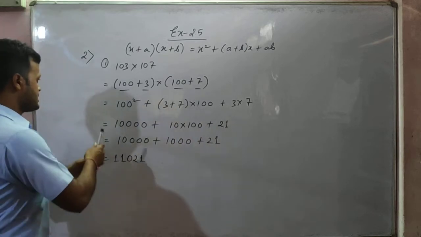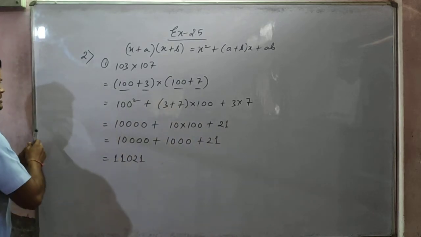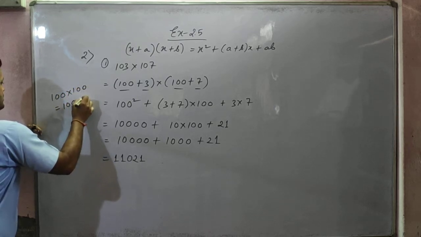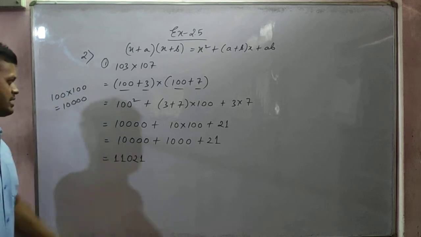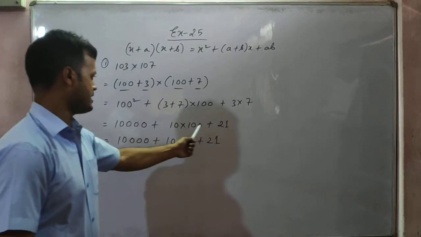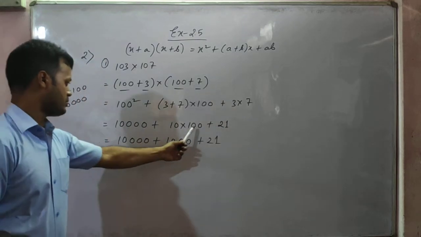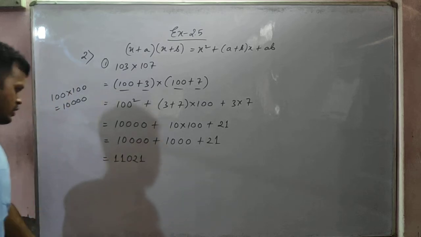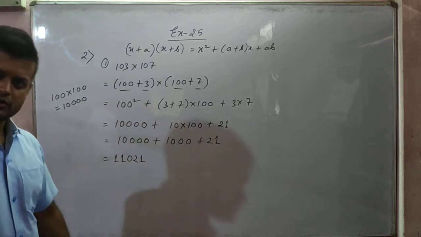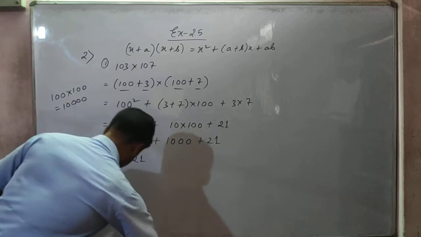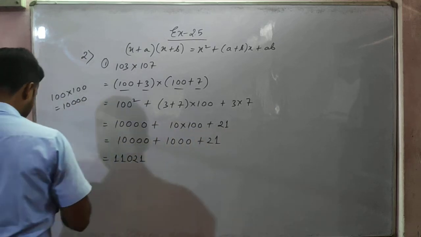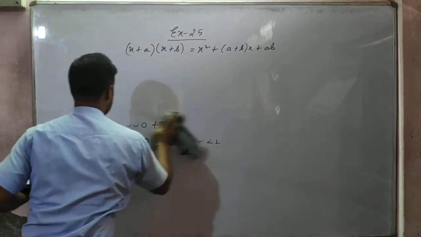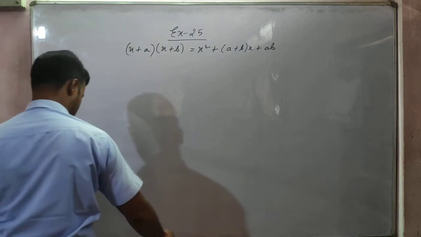So students, 100 square means 100 into 100, which becomes 10,000. 3 plus 7 is 10, and 10 into 100 is 1,000. 3 into 7 is 21. So 10,000 plus 1,000 will become 11,000, and 21. So 11,000 and 21 is the answer. Is it okay? Understood? Let us take one more example, one more sum from this heading only.